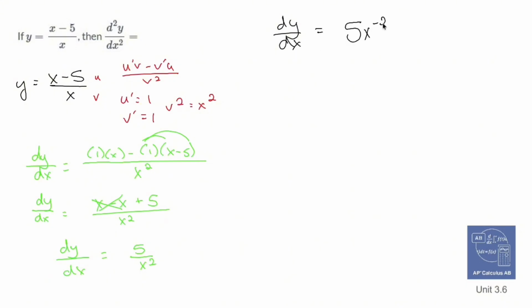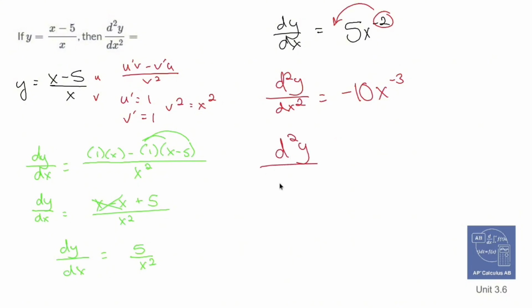5x to the negative 2. And then I'll do power rule so I don't have to do quotient rule. Look at me being smart. Let me drop that negative 2 down. Okay, so d squared y over dx squared, or the second derivative, is going to equal negative 2 times 5, which is negative 10, x to the negative 2 minus 1, which is negative 3. And then that simplifies out to negative 10 over x to the third.